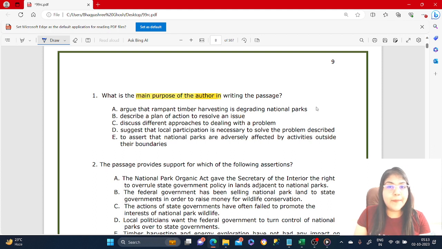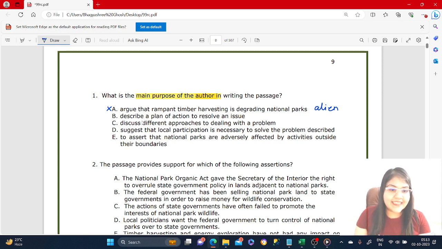This is not the main purpose. So this is wrong information, because the main purpose should be something that the author is willing to tell. The author is willing to give the solution of the problem, not timber harvesting. This is not even there in the passage, so this is an alien option. What is an alien option? An alien option means one which does not have any significance in the passage.